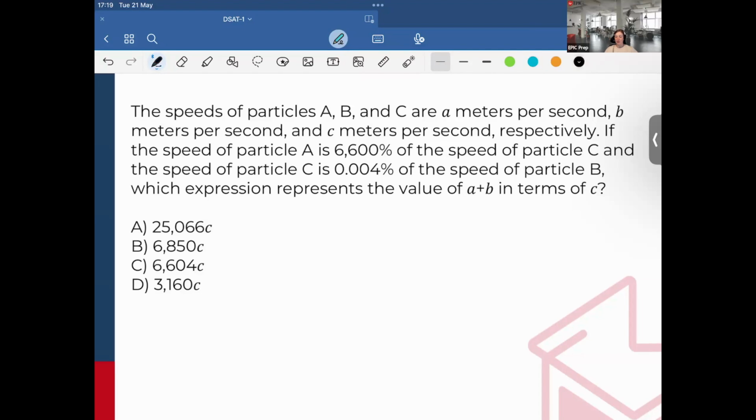I'll solve this one too. So the speeds of particles A, B, and C are A meters per second, B meters per second, and C meters per second, respectively. So if the speed of particle A is 6,600% of the speed of particle C. So remember, I just put the percents over 100, and that's basically 66 times C, which is equal to A.